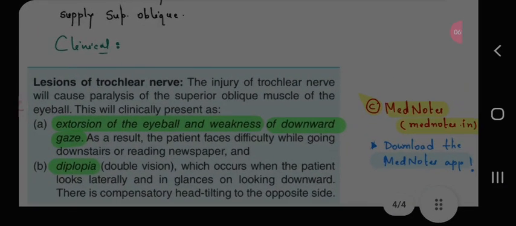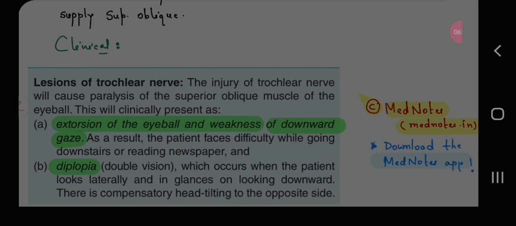Lesions of the trochlear nerve. The injury of the trochlear nerve will cause paralysis of the superior oblique muscle of the eyeball. This will clinically present as extorsion of the eyeball and weakness of downward gaze. As a result, the patient faces difficulty while going downstairs or reading newspapers, and diplopia, double vision, which occurs when the patient looks laterally and downwards. There is compensatory head tilting to the opposite side.